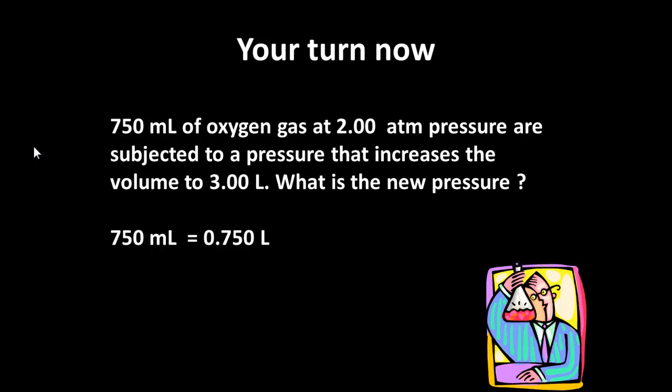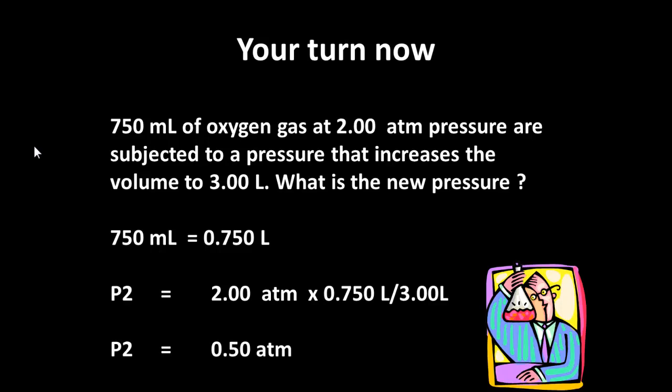750 millilitres is equal to 0.750 litres. So we can now plug our numbers in. P2 is equal to 2 atmospheres times 0.750 litres divided by 3 litres. The litres will cancel each other out, leaving the units for the answer to be in atmospheres, and if we do the maths, it comes to 0.50 atmospheres.